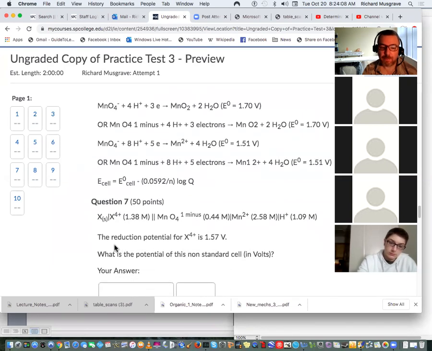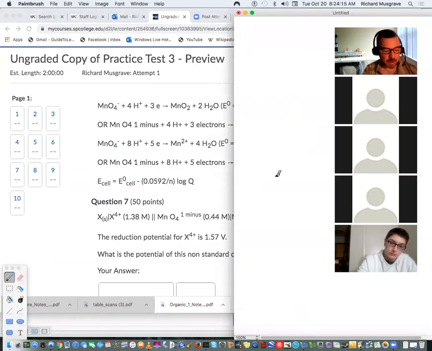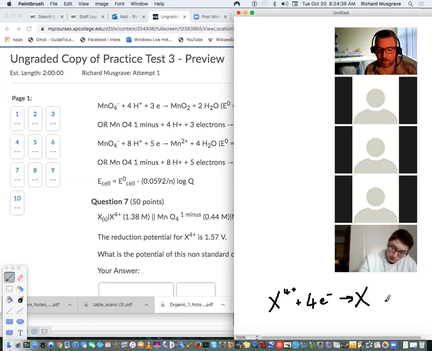Now, the other thing I give you is the reduction potential for X4 plus. What does that mean? This is often confusing to people. What I'm saying is this: X4 plus plus 4 electrons gives X solid. That's the actual reduction reaction, and the potential, the E naught, is 1.7 volts.